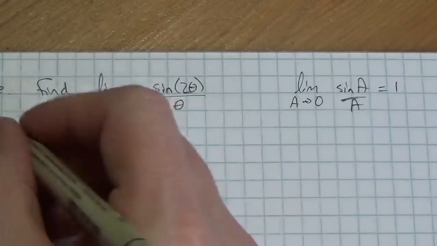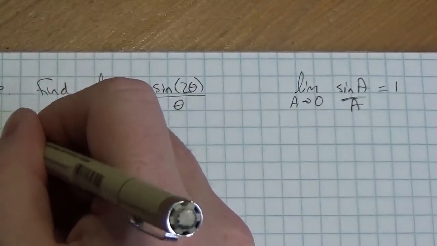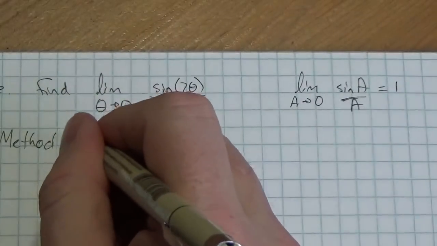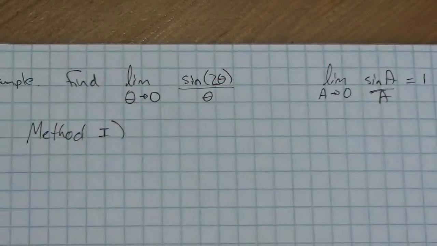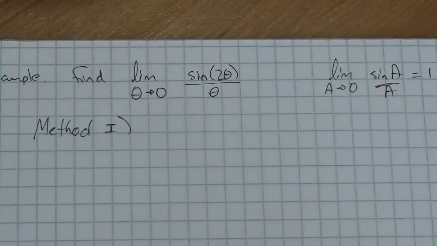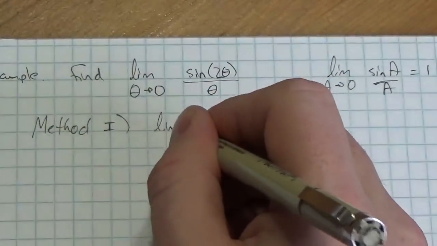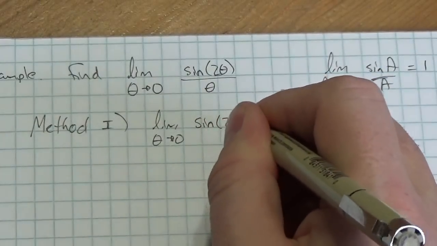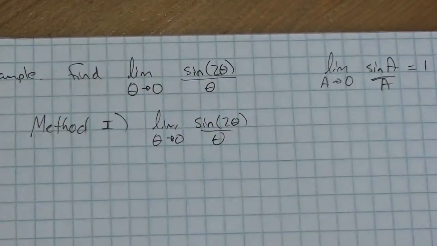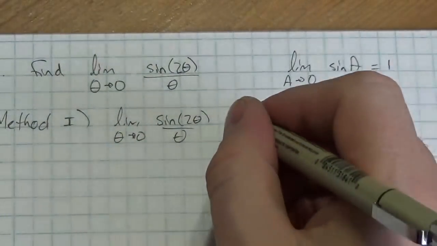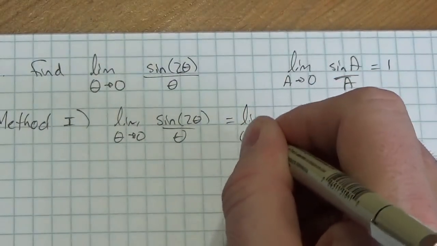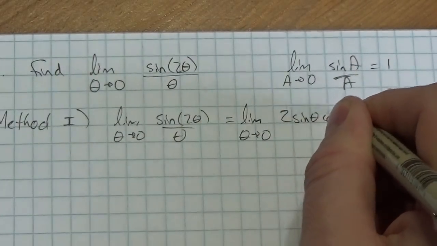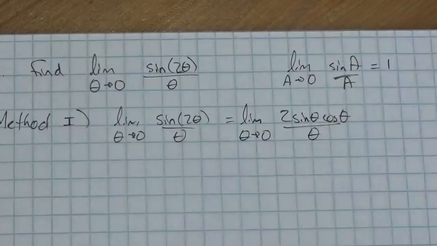So one of the things that we can do here, and I'm actually going to show you 3 different methods of doing this, and that's probably not even all of them, okay? But method 1, let me show you one way of approaching this. One way to do this is to apply an identity. So the limit as theta approaches 0 of the sine of 2 theta over theta is going to equal the limit as theta approaches 0 of 2 sine theta cosine theta over theta.